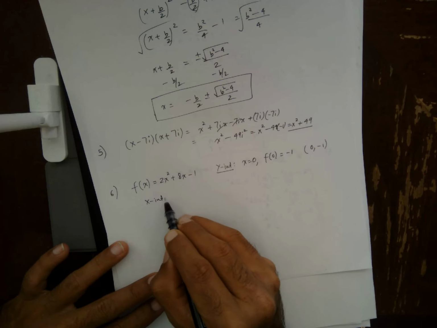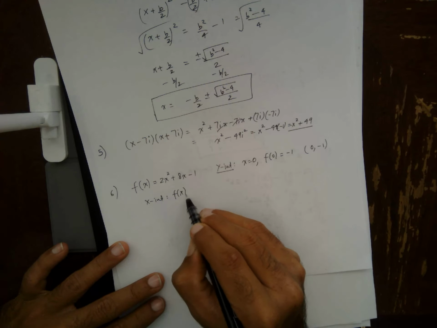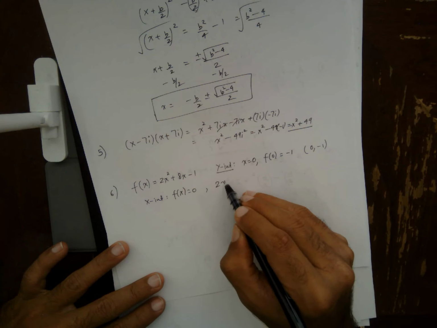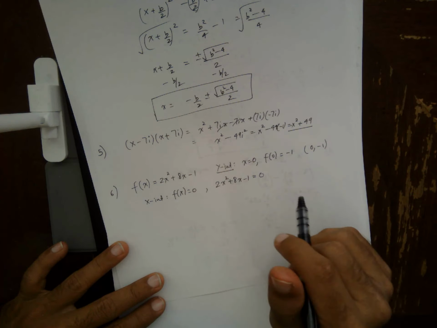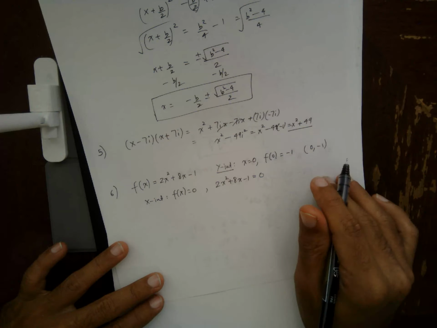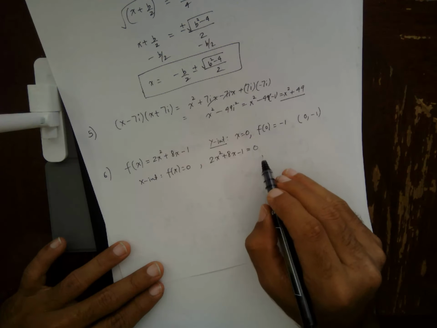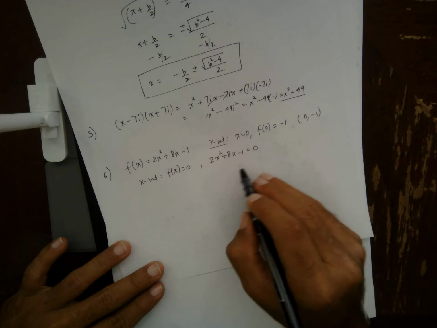Finding the x-intercept is when f of x equals 0: 2x squared plus 8x minus 1 equals 0. Here you have the liberty of using whatever method you want to use to find the solution.